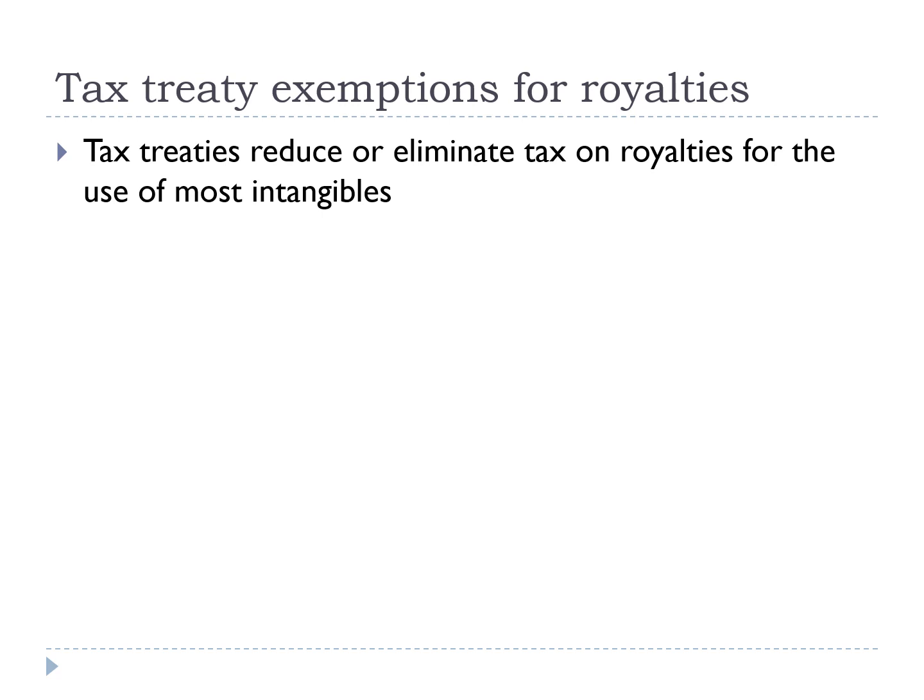The exemption applies to royalties for the use of any copyright of a literary, artistic, scientific, or other work, including films, any patent, trademark, design, or model, any plan, secret formula, or process, or for information concerning industrial, commercial, or scientific experience, and gain derived from the sale of this property to the extent that such gain is contingent on the productivity, use, or disposition of the property is considered a royalty.